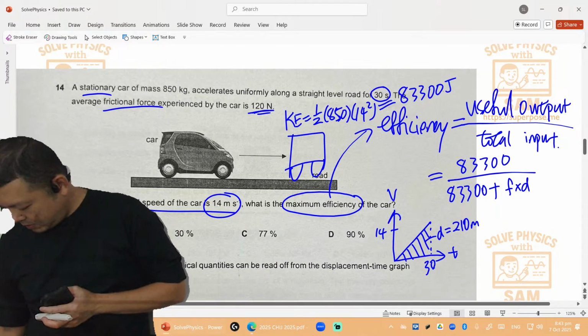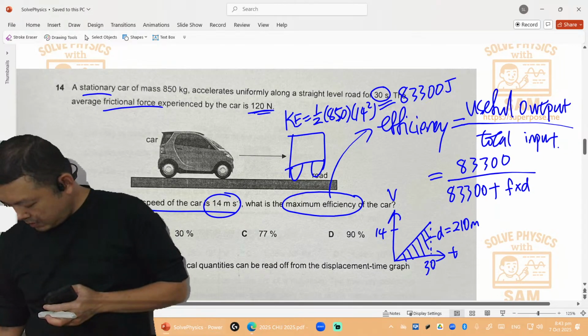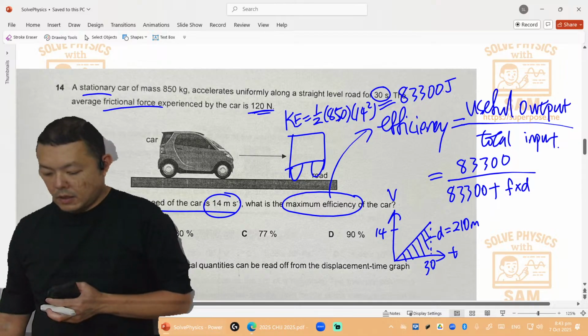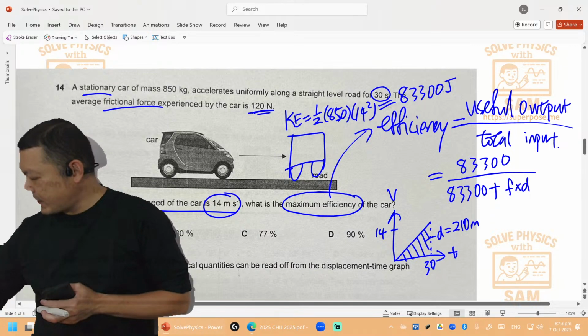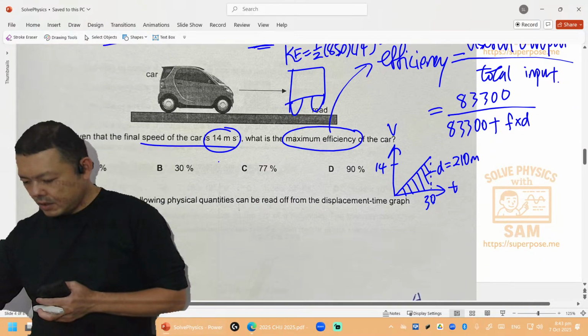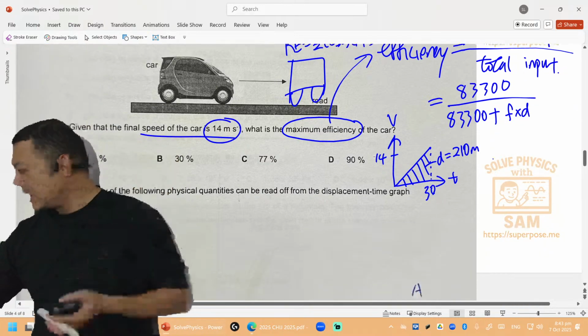0.77. So 0.7677. Sorry, what? 0.7677. But it's in percent, so it's correct. C.